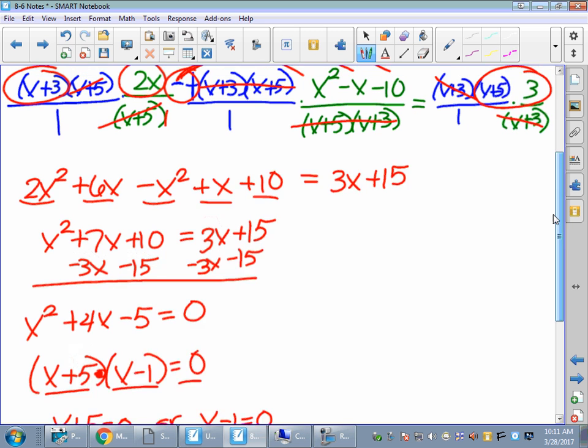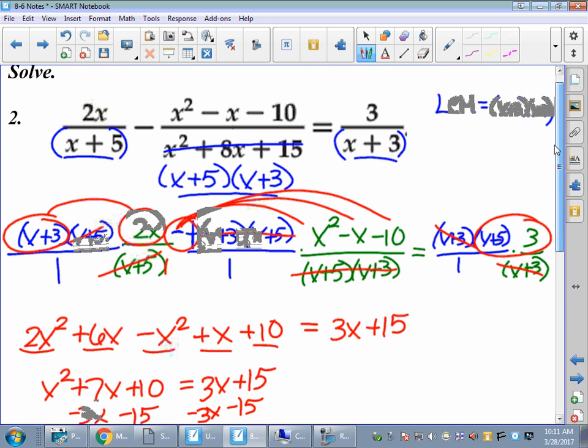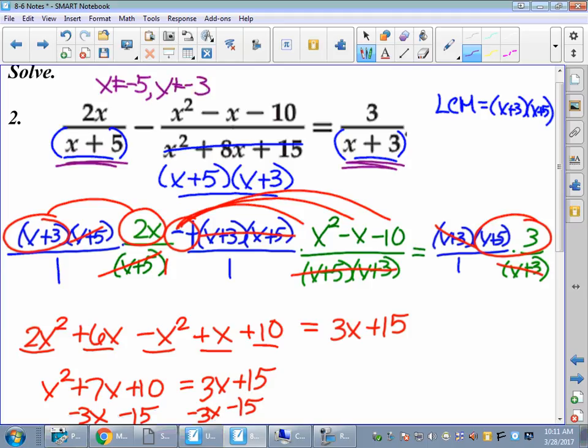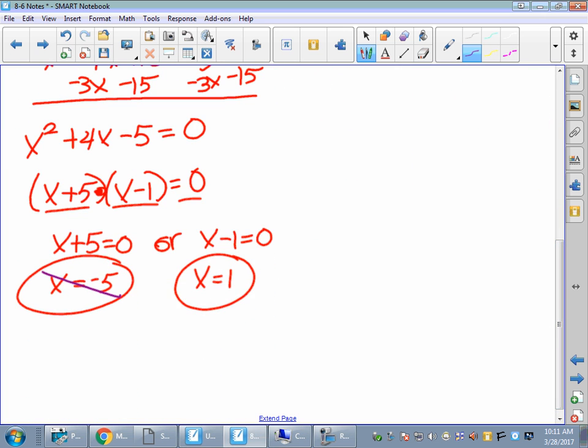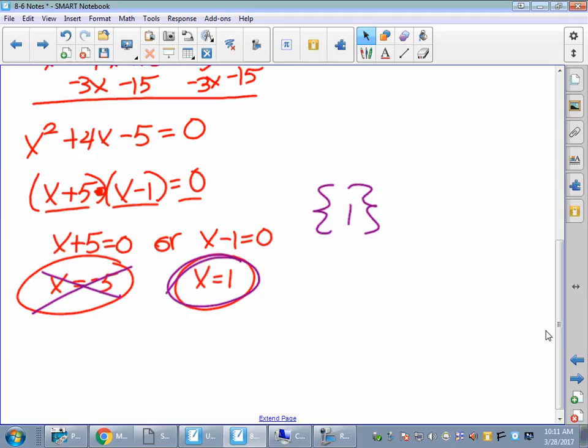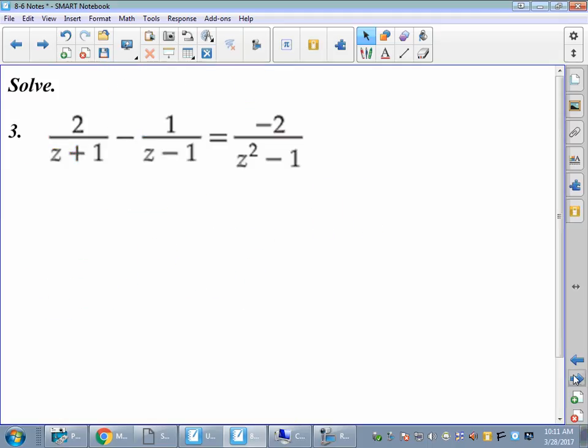But let's go ahead and scroll up and see where, after I factored, my excluded values should have been. This tells me that x cannot equal negative 5, and this tells me that x cannot equal negative 3. I believe negative 5 was one of our answers, so we simply have to cross that off. And so we only get one solution, and my solution is 1. If we crossed off both of them, then we would say there is no solution. All right, I'm going to let this one go.